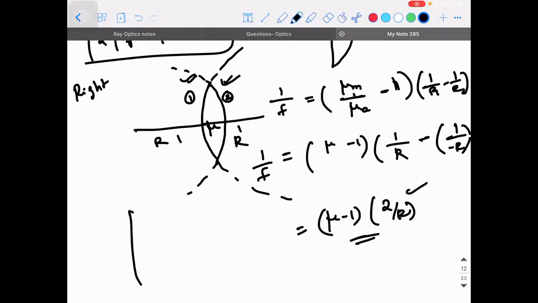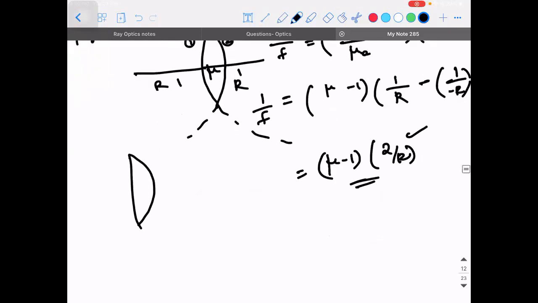Now let's take a plano convex lens. Plano convex, that is what they call it, plane convex. Now 1 by F is equal to mu minus 1, same story, 1 by first surface, second surface.